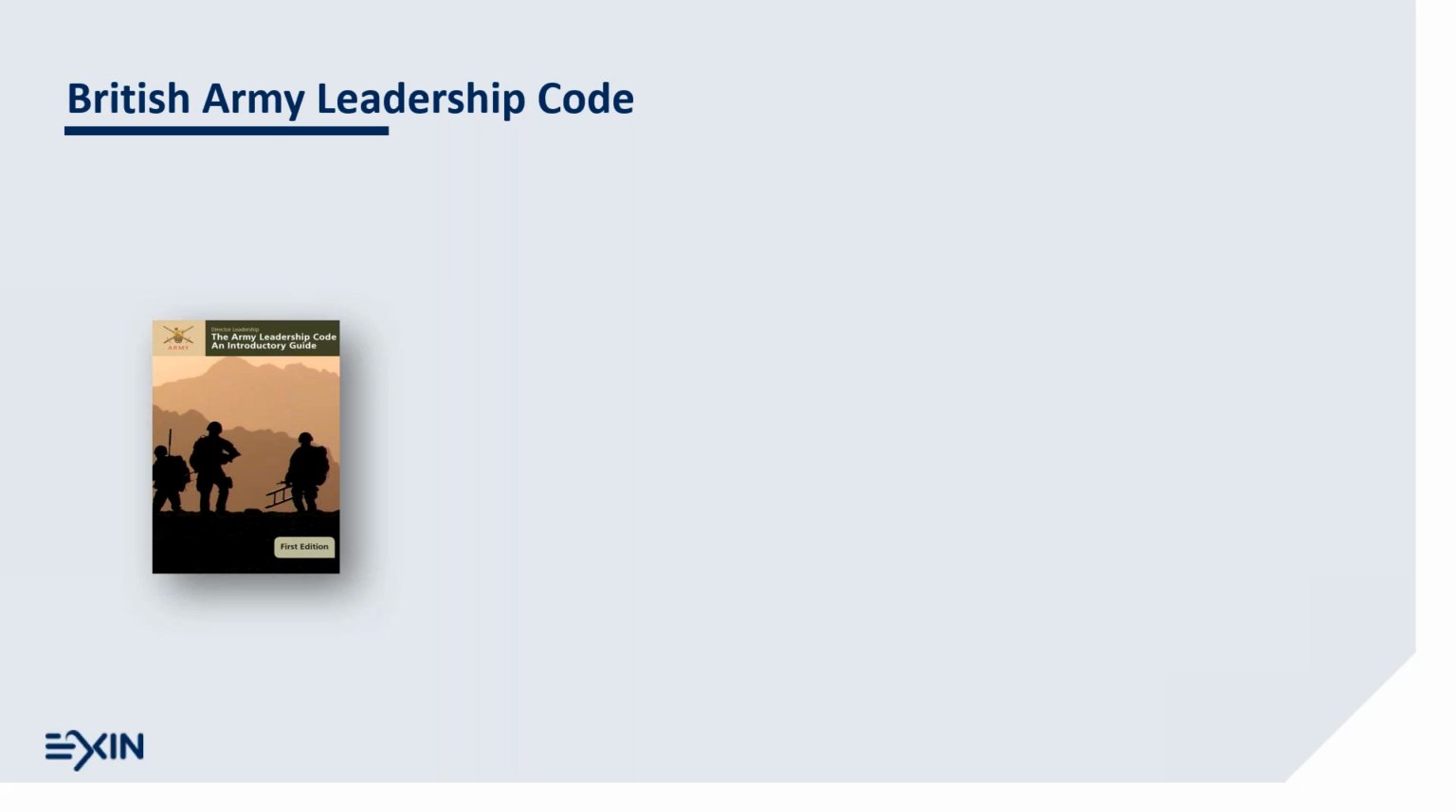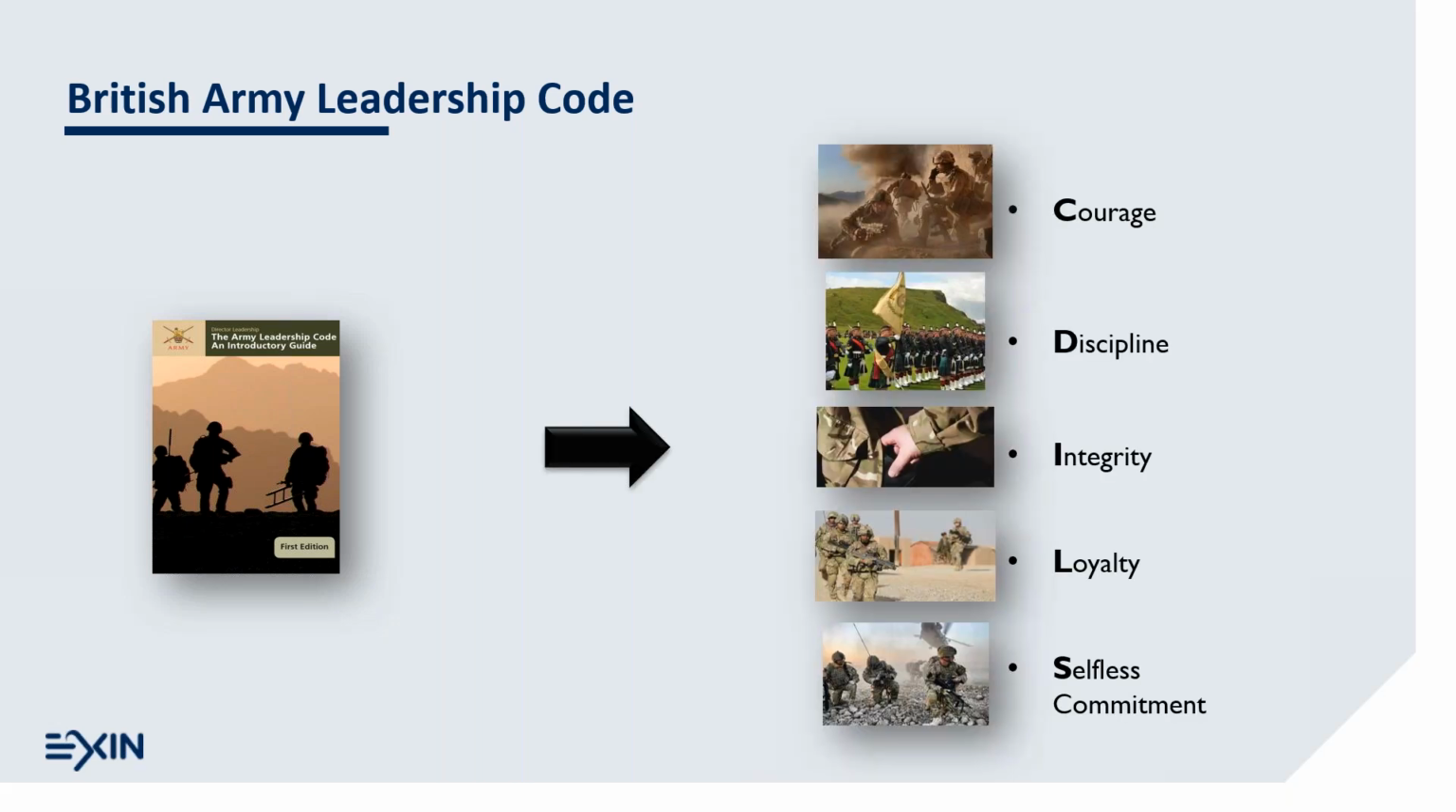So we realized that in 2002, and we developed the British Army Leadership Code. Now we love a good acronym in the British Army, and we love a good acronym in business analysis. So this is the first comparison straight away. But when we look at the values in the British Army Leadership Code, we have an acronym called CDRILS. So we have courage, discipline, integrity, loyalty, and selfless commitment.